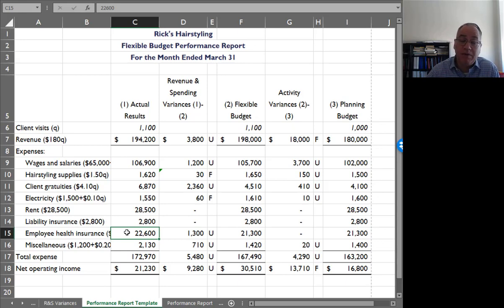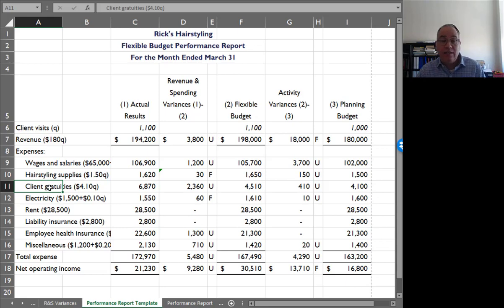So this would be the beginning of this investigation that you would want to do to understand what's going on in your business. And this is going to give you tremendous insights, because you may either need to change your flexible budget, or you may need to change how some things happen in your business.